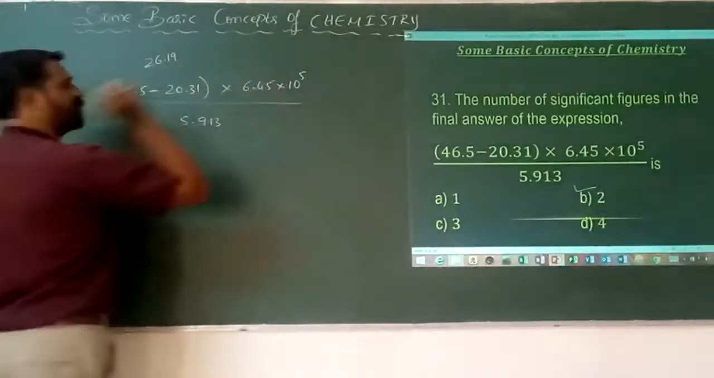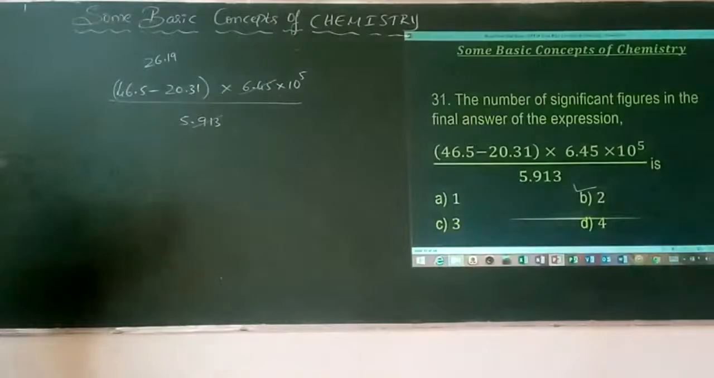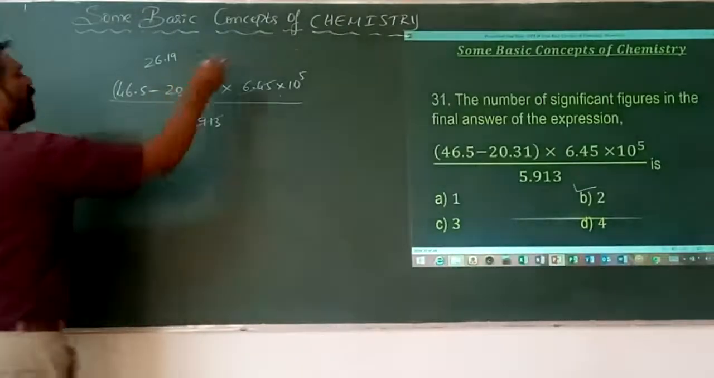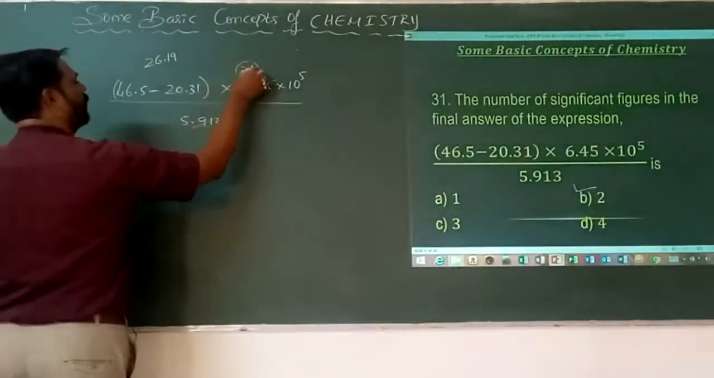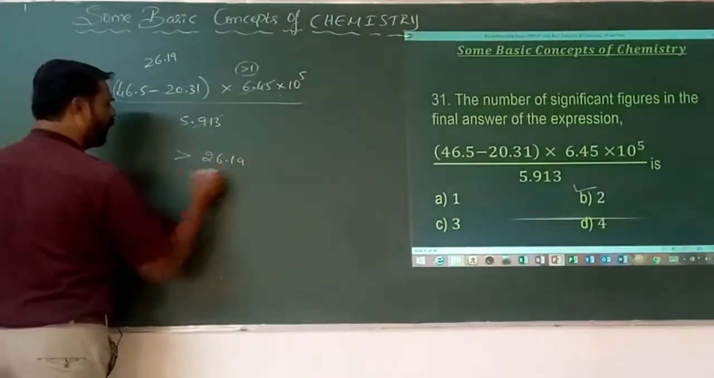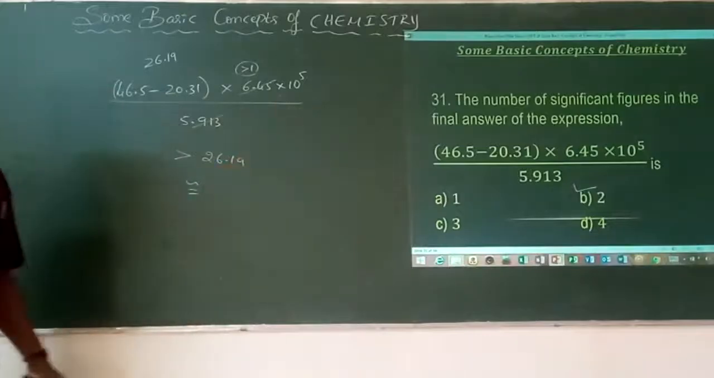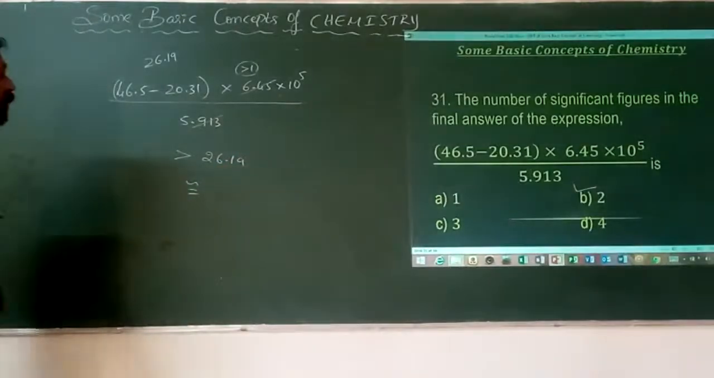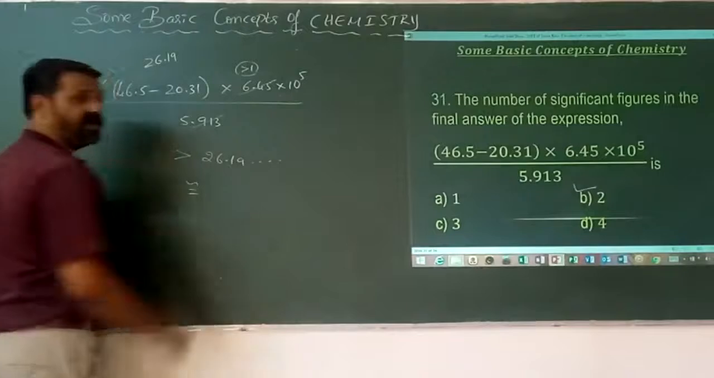Approximately we cancel for this. It is not exact, it is approximate. Nearly 1, or simply say that it is greater than 1. Its value is greater than 26.19, or nearly something like 28 or 29, whatever it may be. We have large numbers here.